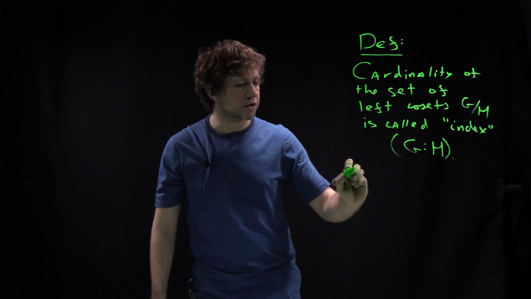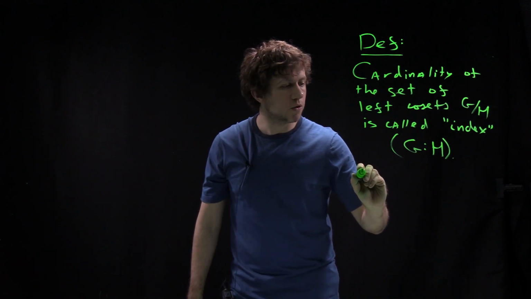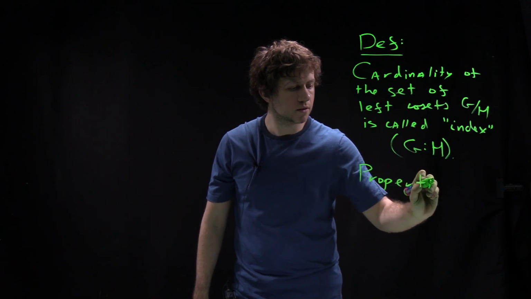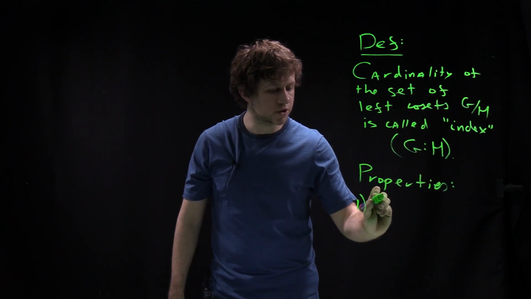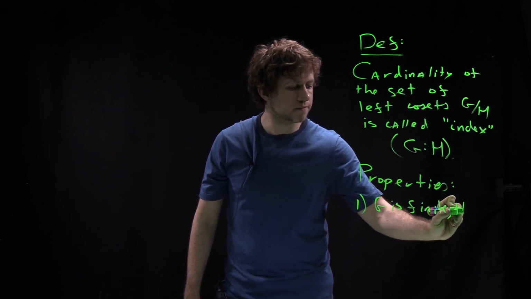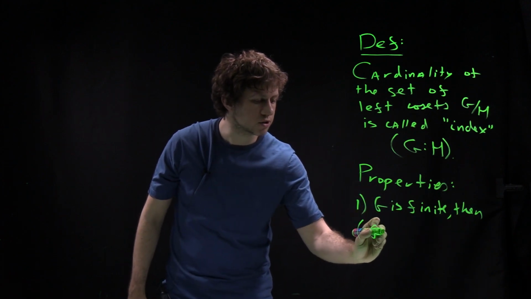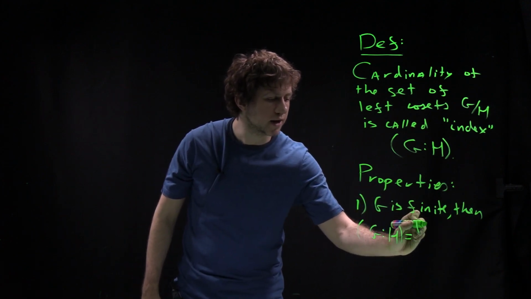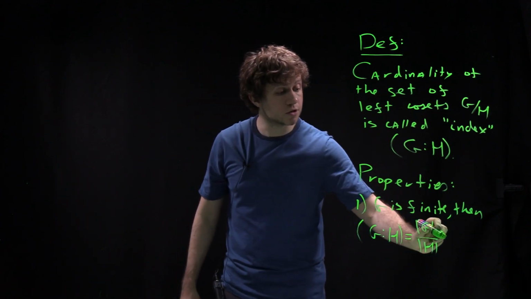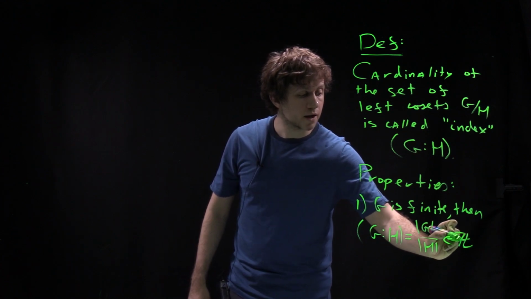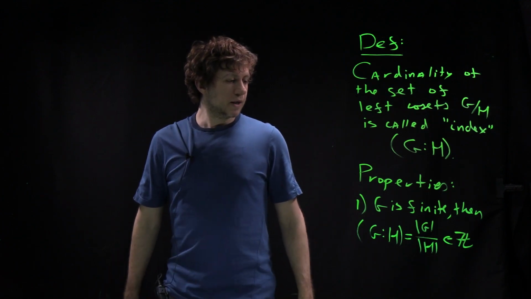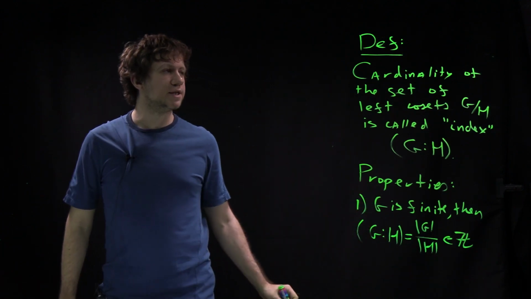So here are a few remarks. The index has some properties. Property number one: if G is finite, then it's really easy. The cardinality is just the number of elements in G divided by the number of elements in H, and this is what we just saw. The fact that it's an integer is remarkable, and it follows from this partitioning, bijection, and so on. So if G is finite, then we have this.